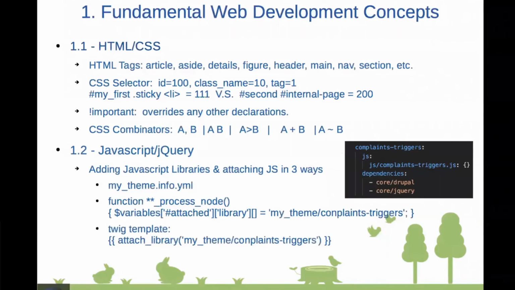So here's the 3 methods to add the libraries to the site. One is a global thing. You just add everything in the my theme info YAML file. That's a global thing that every page will load the same JS.